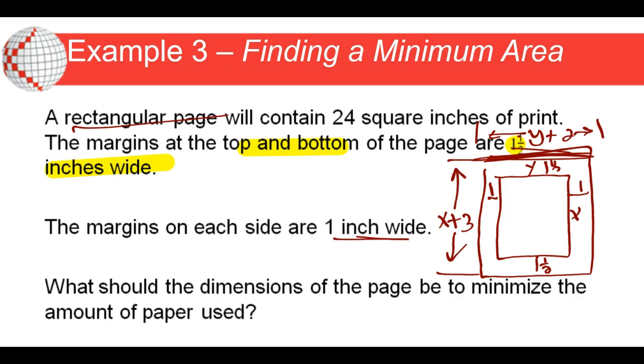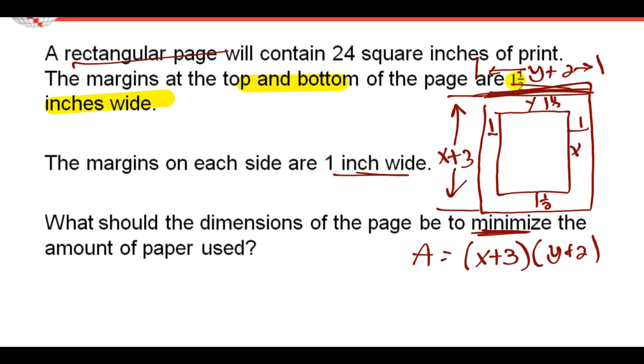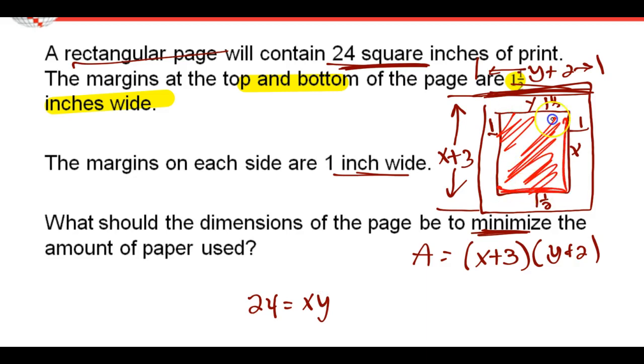So again, trying to come up with a nice picture for this thing was really helpful. And we want to minimize. I'm going to use this area, x plus 3 times y plus 2, for the area. And the substitution would come from this, 24 square inches of print. So we know 24 is the xy. That's this area inside here. So this is the x by y, and the area is 24, given.